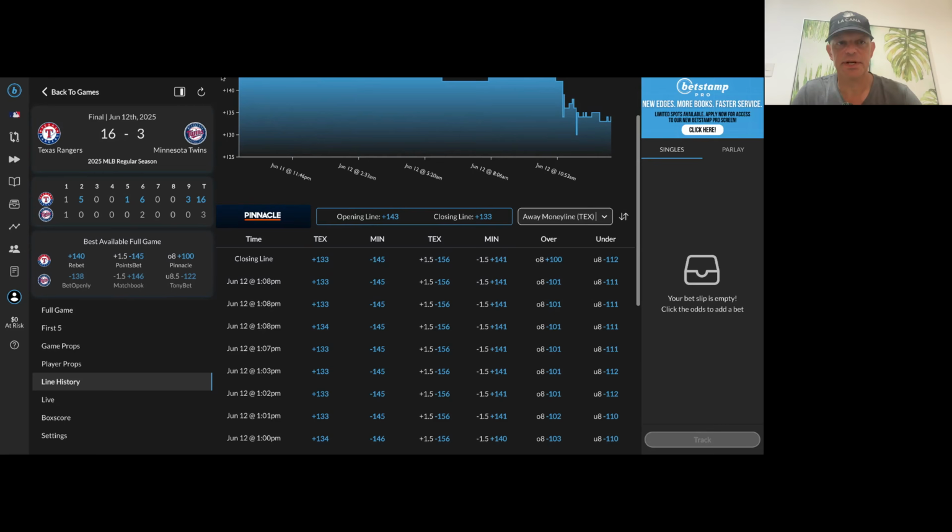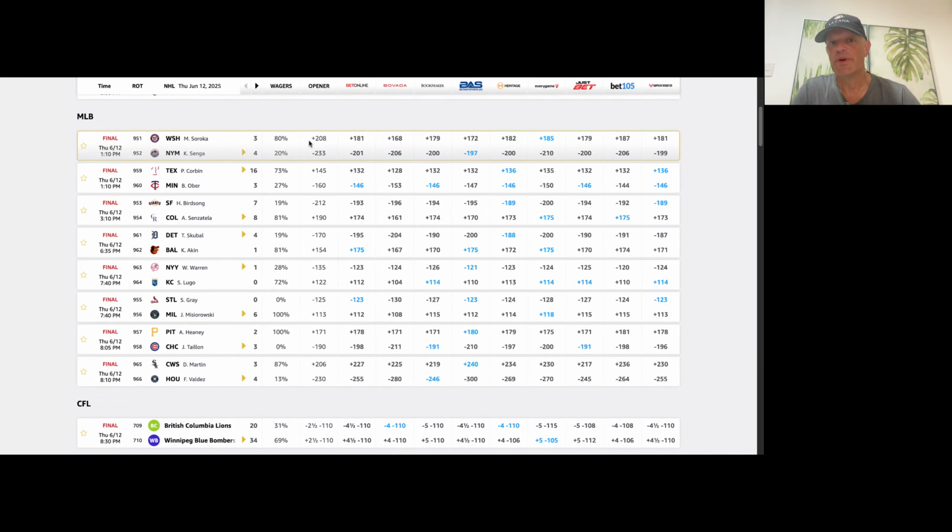Okay, let's take a look at another example. Washington opened at plus 208. It closed at plus 179. So that was a significant move. It was 10 cents or greater. So that would be a play for Washington, even though it was a loss. Now, so there's two examples.